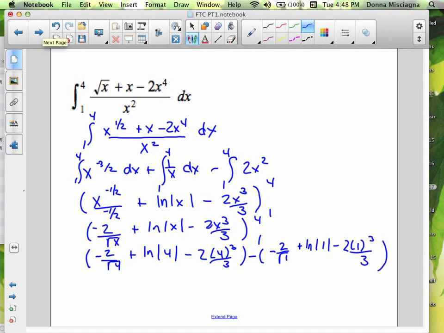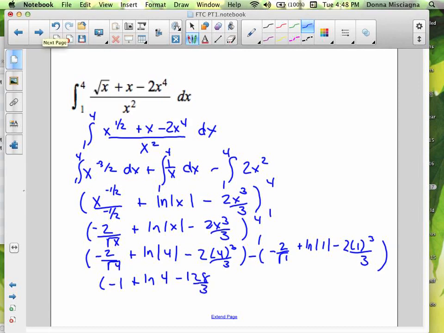All right, so this actually is a pretty easy computation. Negative 2 divided by the square root of 4, which is 2, that's going to be negative 1. So negative 1, I've got this natural log of 4 I really can't do anything with. 4 cubed is going to be 64, and then times 2 is going to be 128, so that's negative 128 over 3.